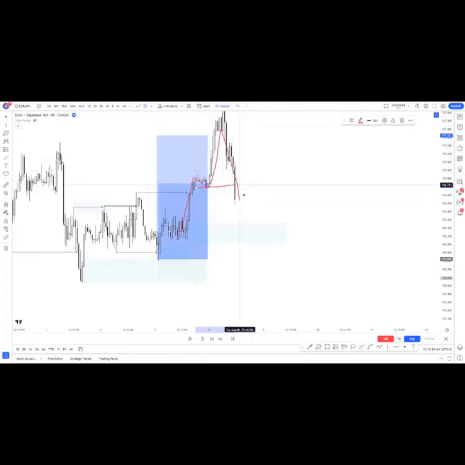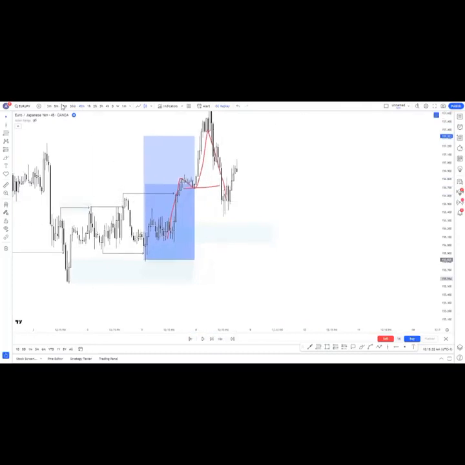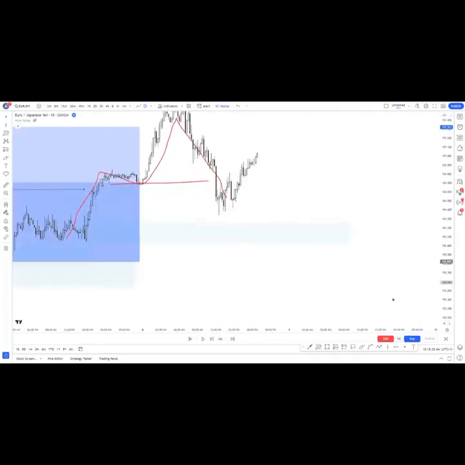Price took out the internal range liquidity. After that, what do you want to do? You want to join the trend to the upside. If you go down to lower time frame, you can see how the order flow switched. We had this post mitigation, we had all of this, we had another break of structure to the upside.